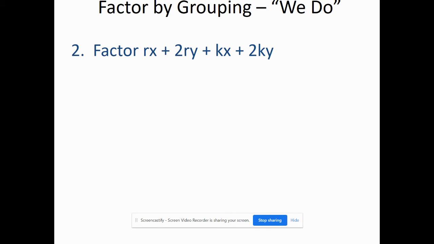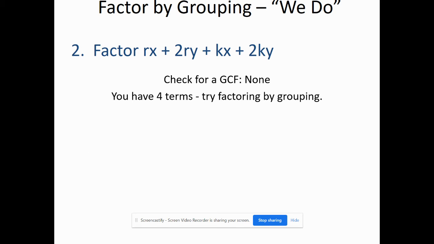All right, so here's another one. We're going to factor Rx plus 2Ry plus Kx plus 2Ky. First things first, do you have a GCF? There is not one because there's a 1, a 2, a 1, and a 2. There's R, x, K, and y, and none of those letters go through all four terms. So we're going to factor by grouping.